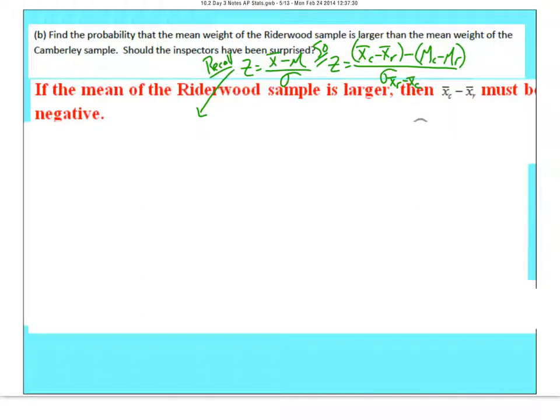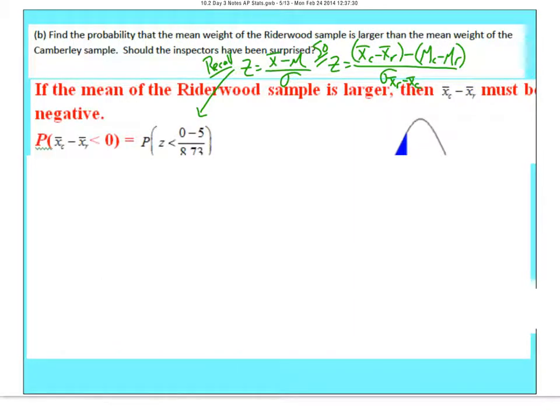What we did, recall, is we came up with the mean of 5, but we did Camberley minus Riverwood. So the difference was 5, but I actually want it to be negative, because if Riverwood is larger this calculation would have been negative. So what we want to find is the probability of Camberley less Riverwood is less than 0, again because this problem asks what's the probability Riverwood is larger.